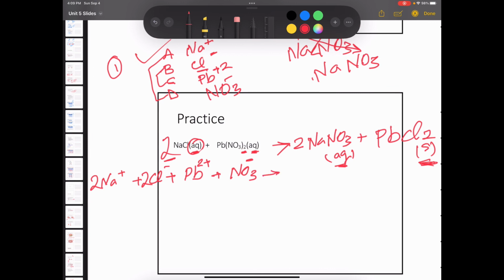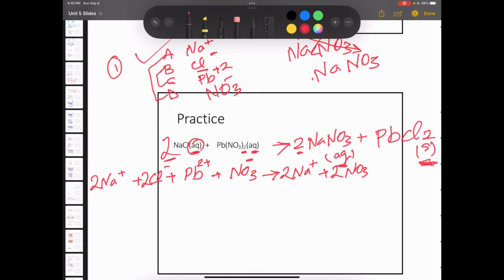Let's go to our products now. For our products, I have NaNO3, and this one is also aqueous, so this will exist in a form of cations of sodium plus anions of nitrate. But because I have 2 in here, I'll have to factor that into my cations and anions count. All right, I'm writing it down here because I'm running out of space.